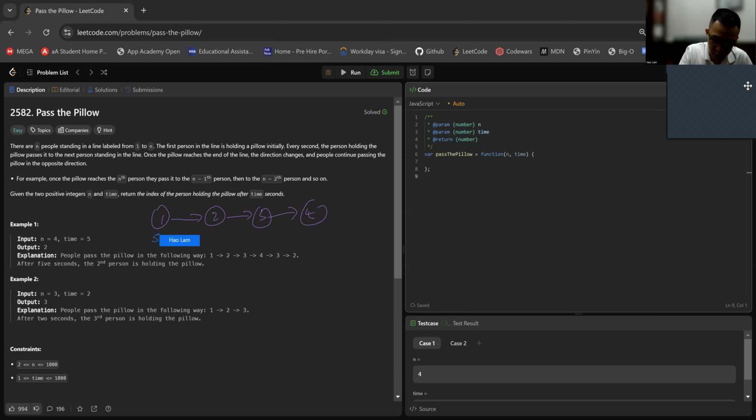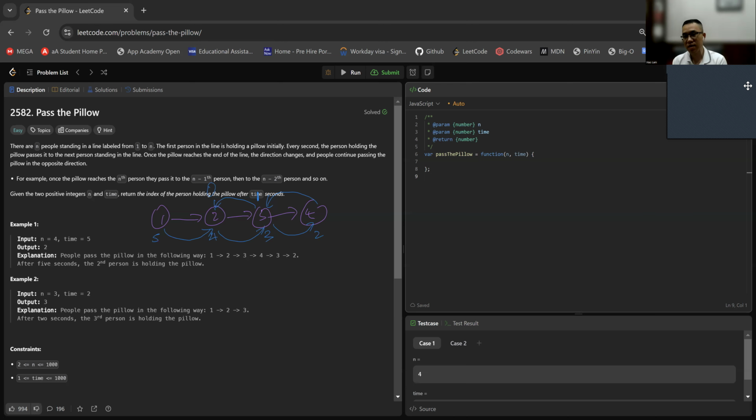And then we pass the pillow. The pillow now is here, time becomes 4. The pillow goes here, becomes 3, and the pillow goes here, time becomes 2. Then we pass it back to here. The time becomes 1, and we pass it one more time, and now we ran out of time. The time is 0, so the pillow is in the hand of the second person.